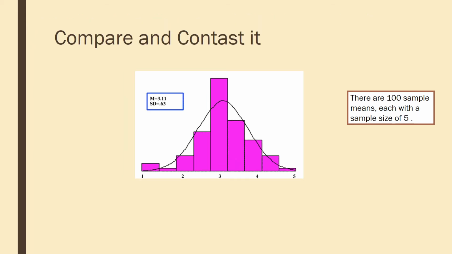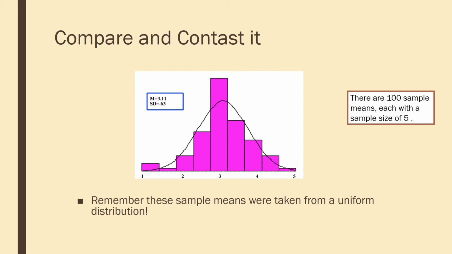So now it even looks more normally distributed, right? It's getting filled in. The more samples we take, the more filled in it's going to look. And the mean is 3.11, which is about 3, which was the population mean. And again, the standard error, or the standard deviation of the sampling distribution, is 0.63, which is still less than the population standard deviation of 1.41. And remember, these sample means were taken from a uniform distribution, and it looks nothing like a uniform distribution anymore. It looks more and more normally distributed.